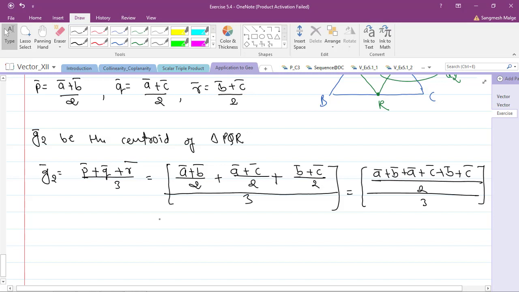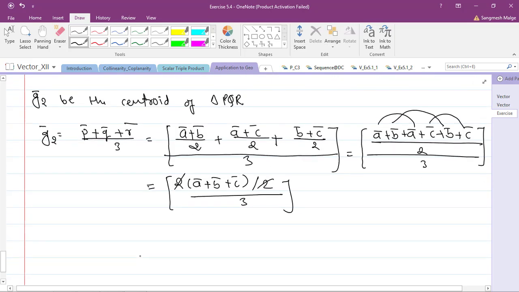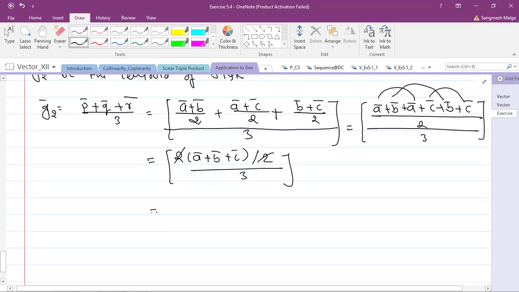न्यूमरेटर का डिनोमिनेटर क्या हो जाएगा? ये फिर से डिनोमिनेटर हो जाएगा. So it is nothing but, so if you see 2a, 2b and 2c bar, so it is 2 into A bar plus B bar plus C bar divided by 2, and whole divided by 3. So 2 gets cancelled. So what you are getting finally, this is equals to, so क्या है boss?